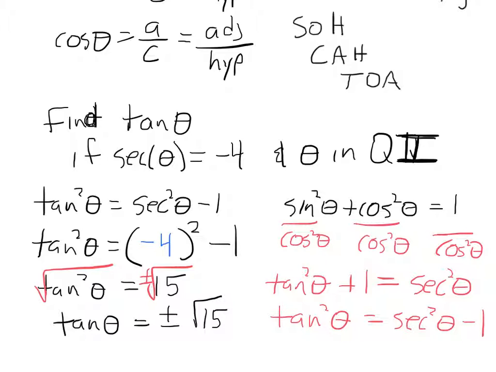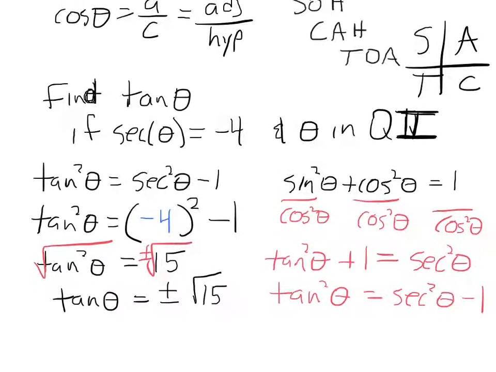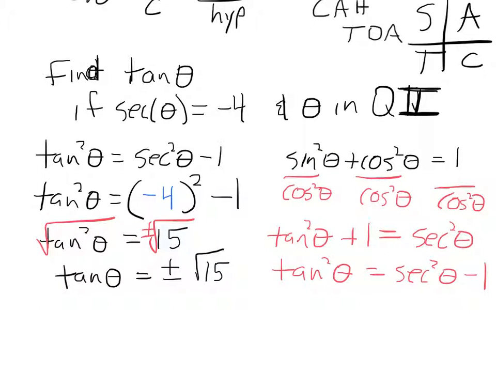I promise. Quadrant 2, all students. Only sine is positive, so tangent is negative. Great, we just worked out that tangent is negative, because only sine is positive in quadrant 2. So our final answer is negative square root of 15.